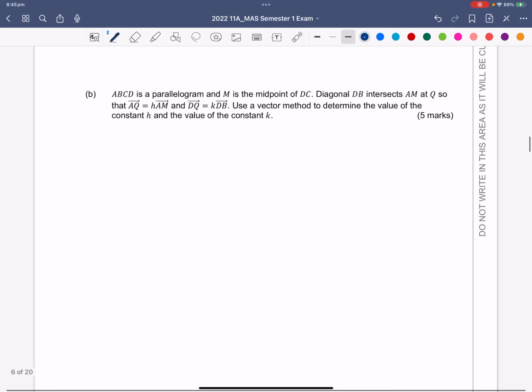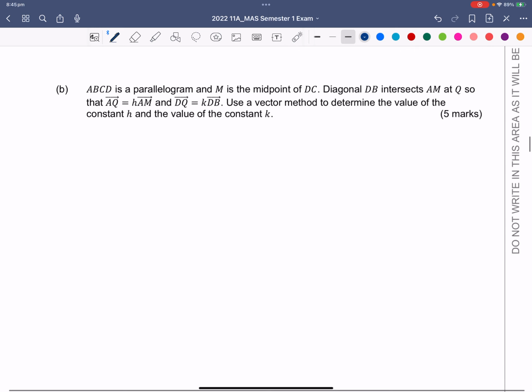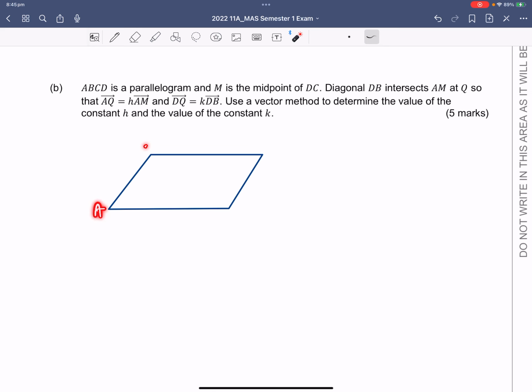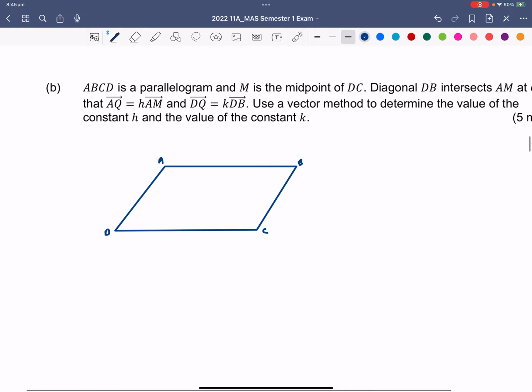ABCD is a parallelogram. Cool. Let's just draw it. A, B, C, D. Just go around clockwise or anti-clockwise, okay? Don't skip around. It's never A, B, C, D like that. You have to keep going around in a circle. So if I start with A here, then it's A, B, C, D. ABCD is a parallelogram. M is the midpoint of DC, so that's equal.